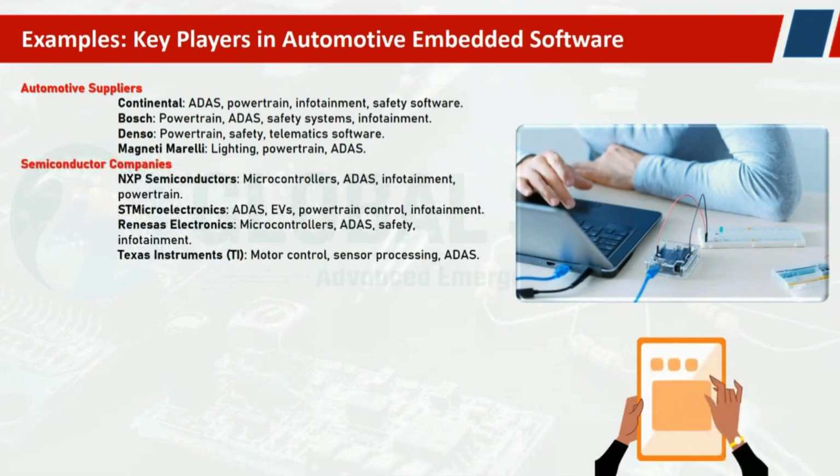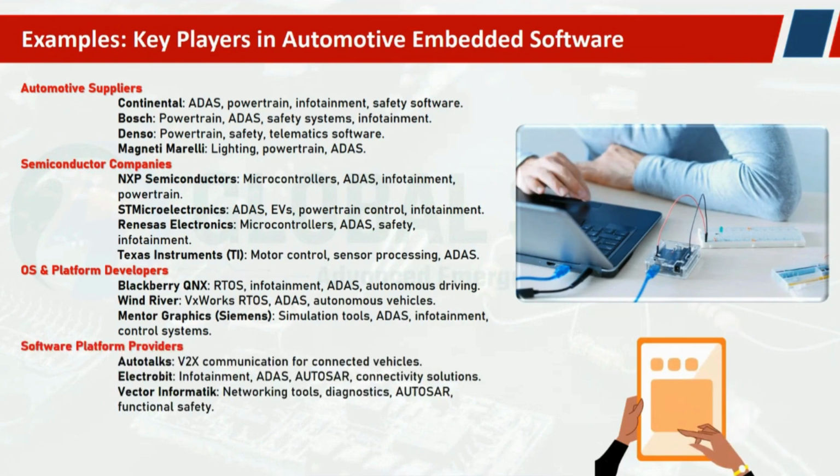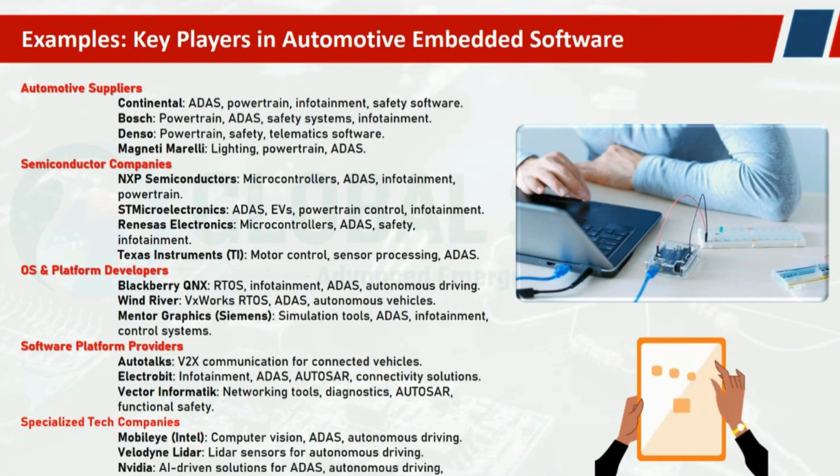They work on different features, along with semiconductor companies like NXP, STMicroelectronics, Renesas, and Texas Instruments, and suppliers of the OS and other platform developers like BlackBerry, Wind River, and Mentor Graphics, and some software platform providers, AUTOSAR, Elektrobit, and Vector Tools, and specialized tech companies like Mobileye, Intel, Velodyne Lidar, and NVIDIA. So these are some of the key players in automotive embedded software.